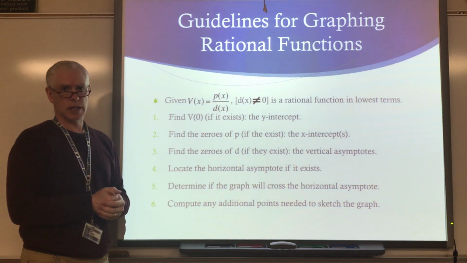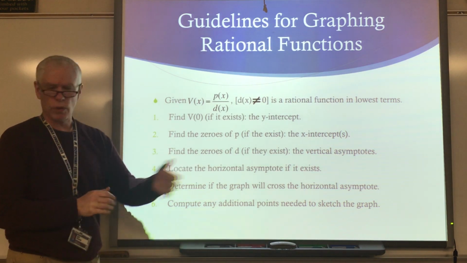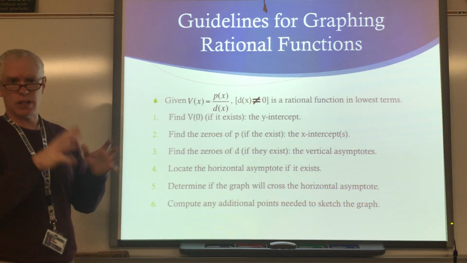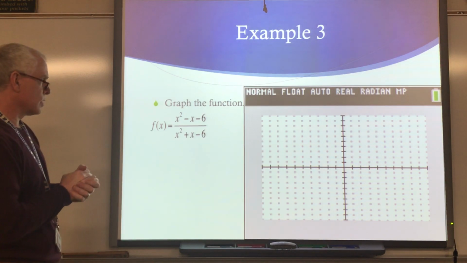Locate any horizontal asymptotes if they exist. Determine if the graph will cross the horizontal asymptote. We'll look at our calculator to help us with that. And then put a few more points on there to give us an idea of what that graph looks like. Okay? So, graph the function.